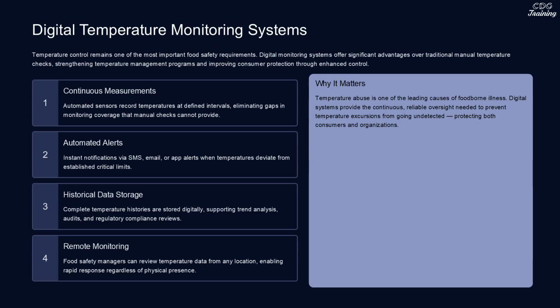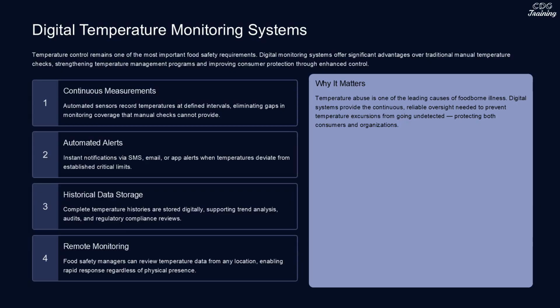Temperature control remains one of the most important food safety requirements. Digital monitoring systems offer significant advantages over traditional manual temperature checks, strengthening temperature management programs and improving consumer protection through enhanced control. Continuous measurements ensure sensors record temperatures at defined intervals, eliminating gaps in monitoring that manual checks cannot provide.